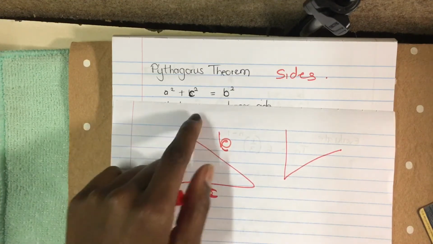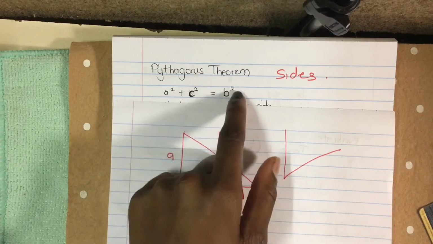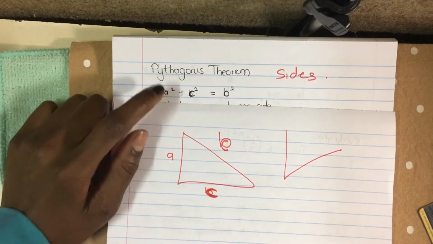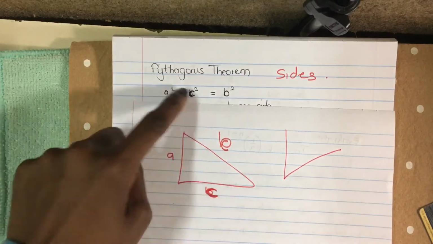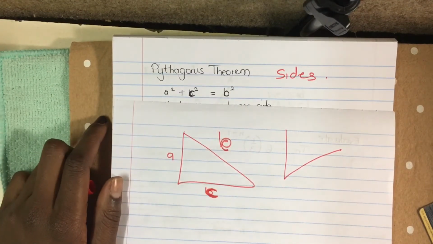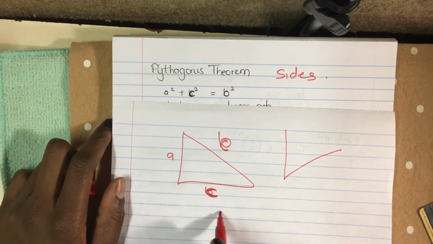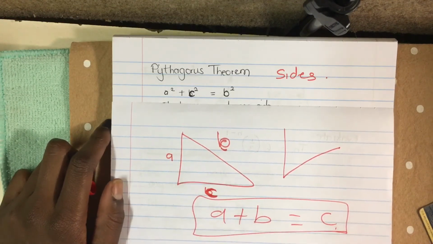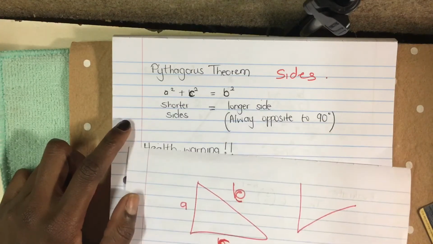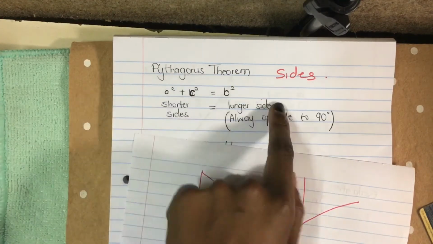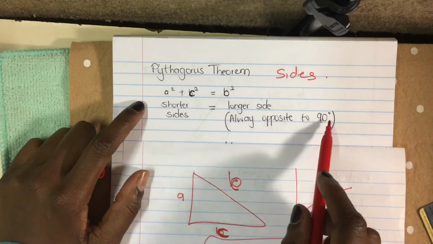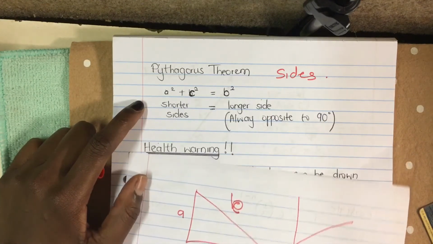So it says the longest side squared will be equal to the shorter sides squared. So it's going to be A squared plus C squared is equal to B squared. Don't say A plus B is equal to C. No, you must square them. Then it is shorter sides, not longer sides. Don't ever forget that one. So the longer side is always opposite the 90.